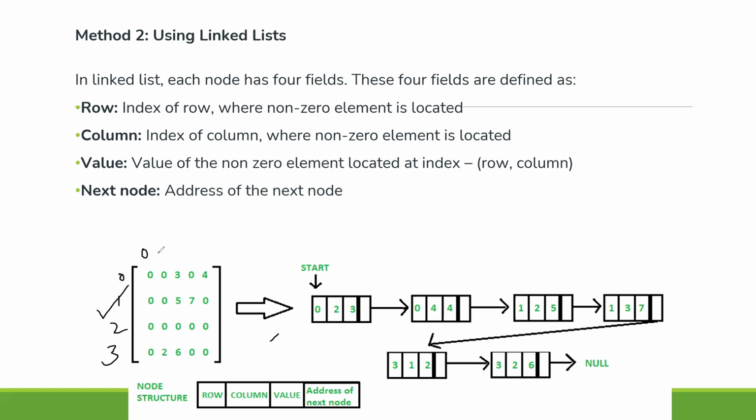So here 0, 1, 2, 3, 4. Yes. So in the 0 row, first, second column, I have the third value. So in the 0 row, I have the second column, third value, and this one will point to the next node. So like this, we have to represent. This is called a sparse matrix representation.